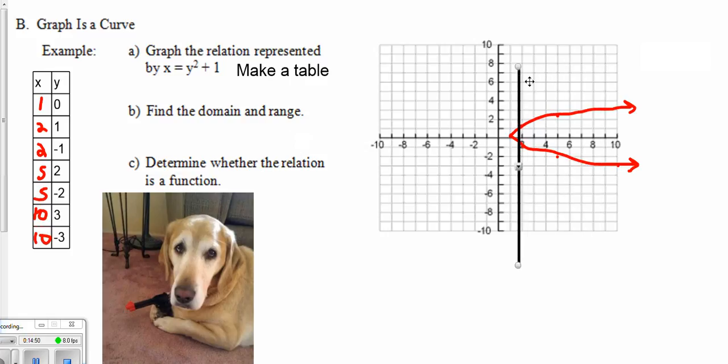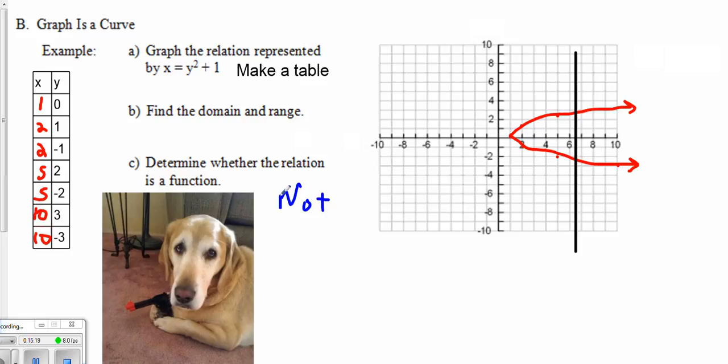Anywhere along here, it'll always hit 2 different spots. Except for right here, it only hits the tip, that vertex, and over here it doesn't hit anything. Most of this piece will only hit 2 spots. So because our vertical line test is crossing at more than 1 point every time, we know that it's not a function. So we can just right away say not a function.